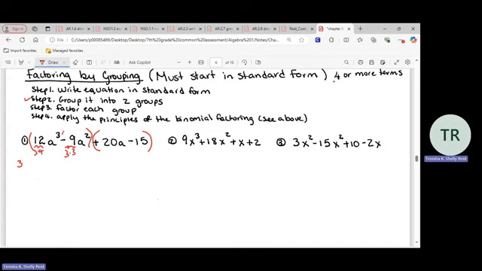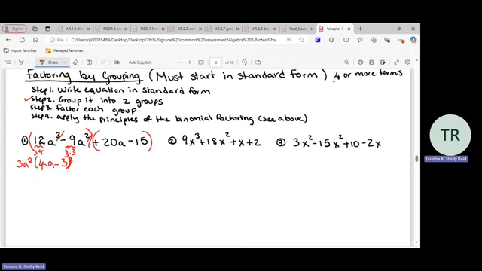I have a to the third and a squared, so I could factor out a squared. What's going to be left over? 4a from a to the third, and minus 9 divided by 3 is 3, and a squared divided by a squared, it was taken out. That's all I have, 4a minus 3.